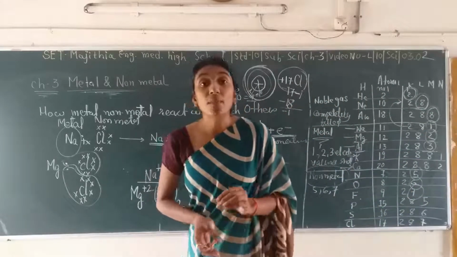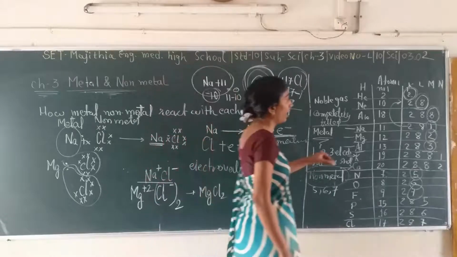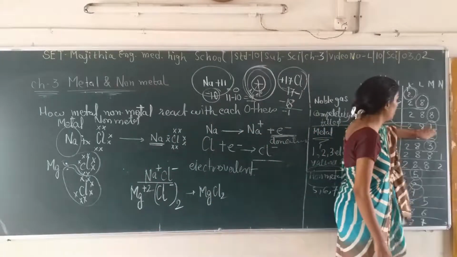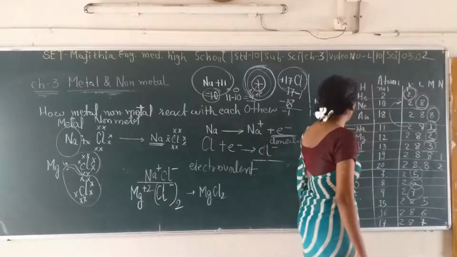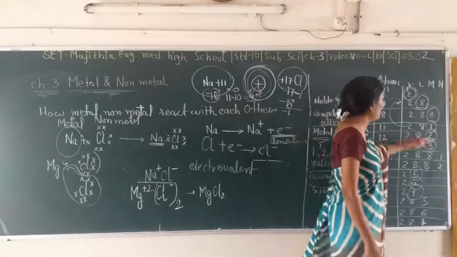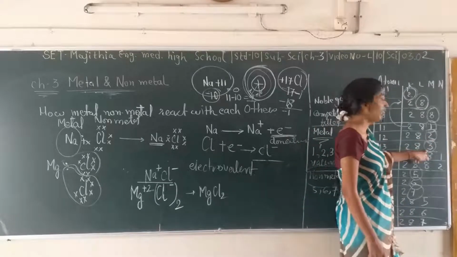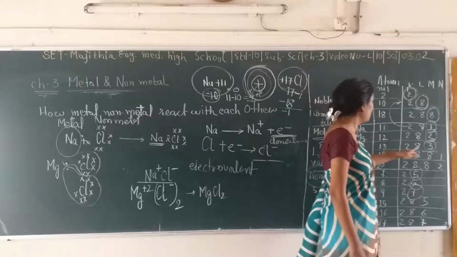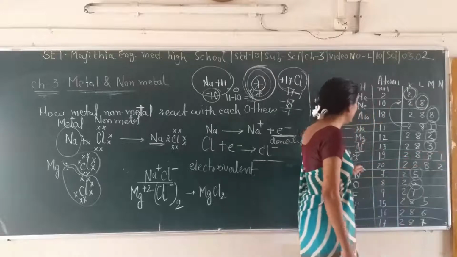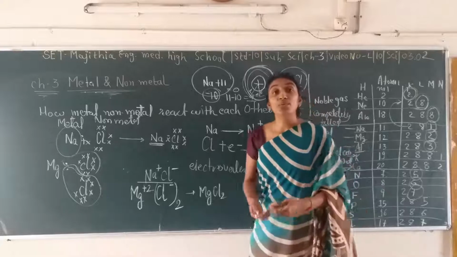When we talk about metals, they have either 1, 2 or 3 electrons in their outermost shell. For example, sodium has only 1 electron in its outermost shell, magnesium has only 2, aluminum has only 3, potassium has only 1, and calcium has only 2 electrons in their outermost shell.